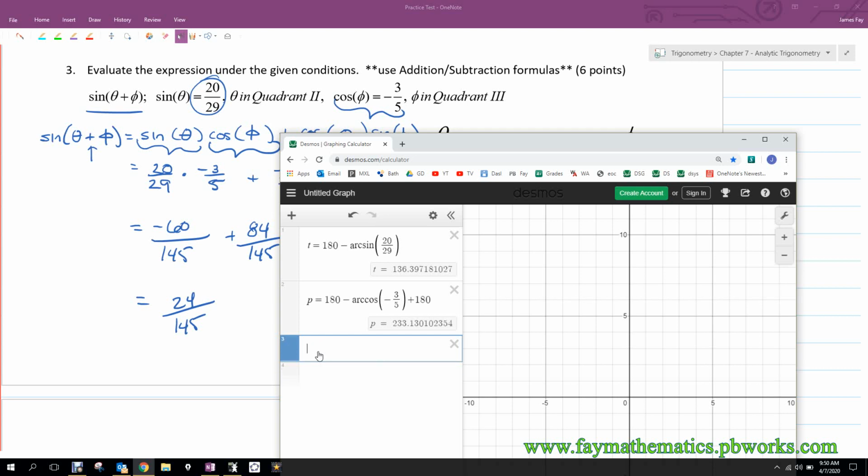Obviously, negative 3/5 is negative 0.6. So let's see if cosine of phi gives me negative 0.6. So I know that these two angles now are correct. So let's see then if we go sine of theta plus phi, it gives me that right there. Is that the same thing as 24 over 145? And it is. So I know I'm correct.